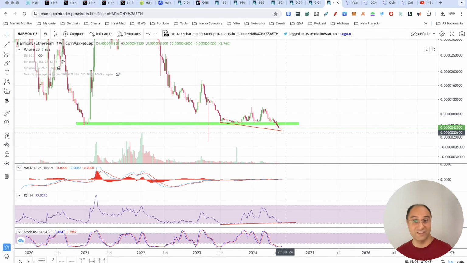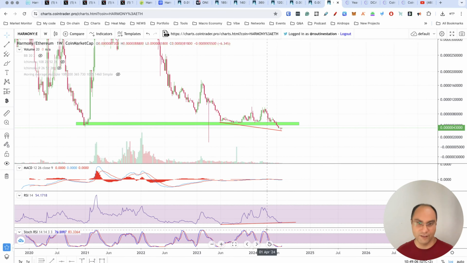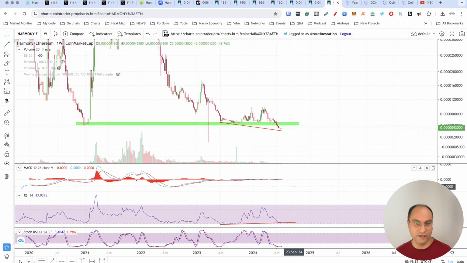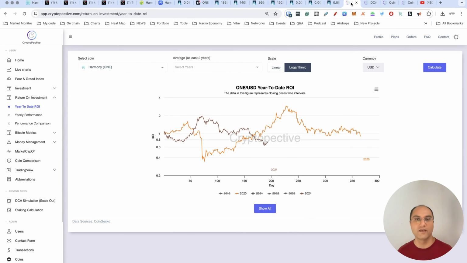Of course, it's printing a new all-time low, but the same bullish indicator we can see here for the stochastic RSI and for the RSI itself. They are really forming a kind of bottom. I don't want to say the bottom is in, but what I want to say is we are pretty close to the bottom of this cycle for altcoins.